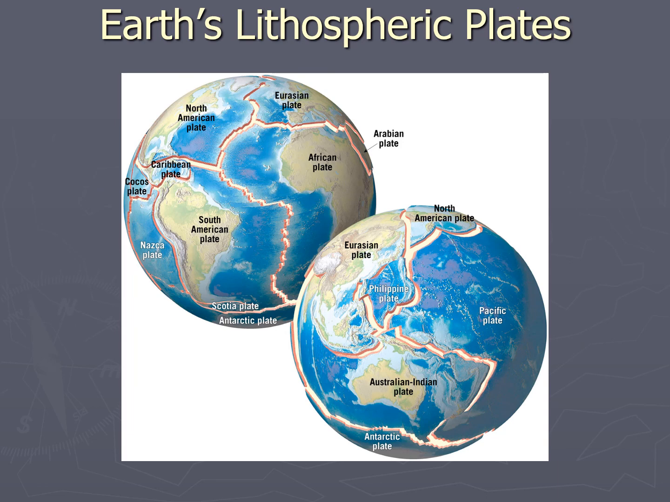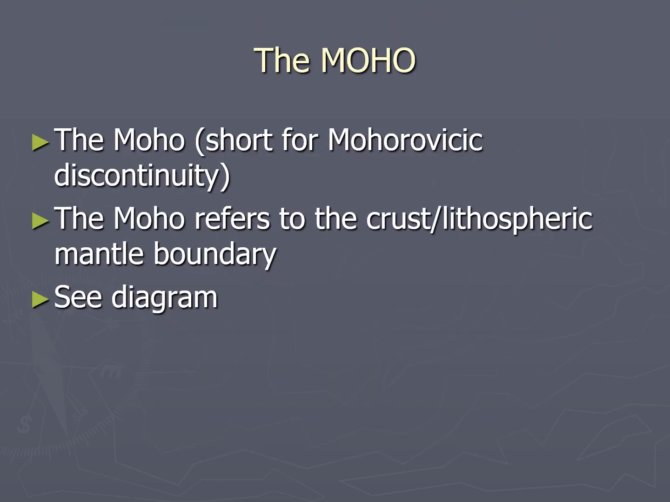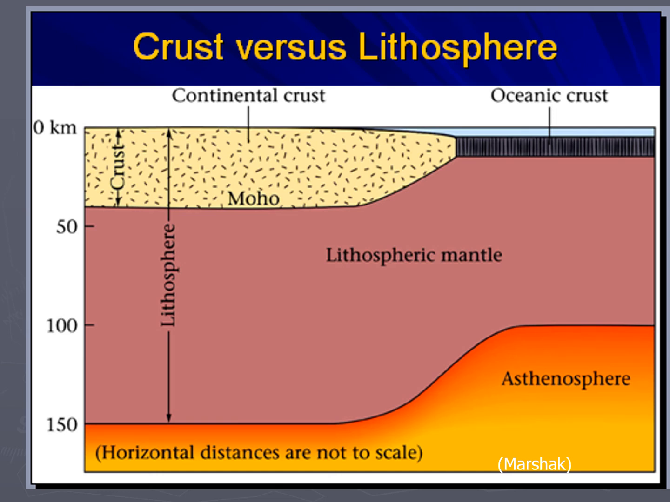Okay, so here we're just looking at a very generalized image of some of the larger plates. Okay, and here's our moho. You do need to know what the moho is. Okay, so again, it's the crust lithospheric mantle boundary, and I'm going to want you to know where it's located. And it'll be part of that matching where you're going to match up the different layers of Earth. Here's just another image of the asthenosphere and then the plates above.